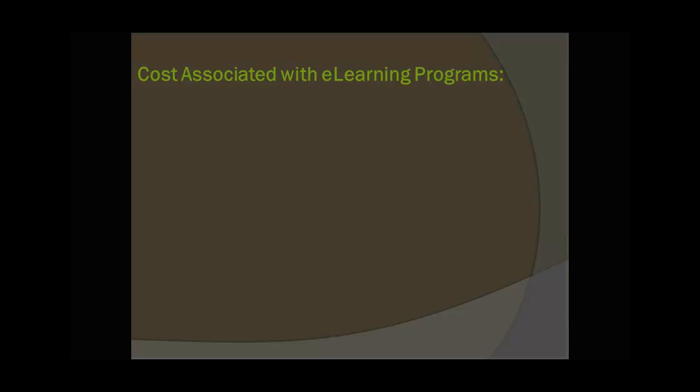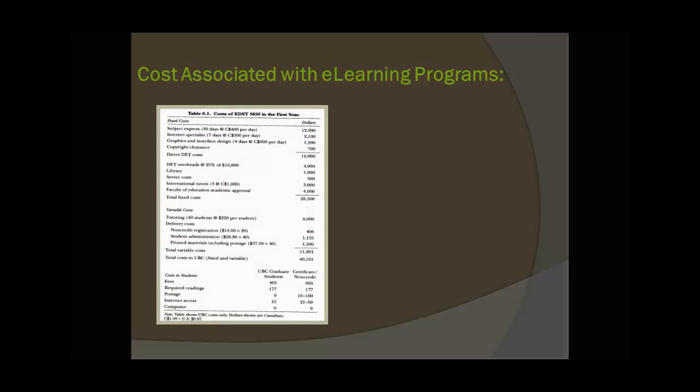The following charts are also from Bates' book, and they break down the various costs associated with the design and development of e-learning programs. The first chart depicts the costs that are incurred during the first year and include fixed costs, which covers direct costs such as subject matter experts, instructional designers, IT professionals and graphic designers, as well as copyright issues, as well as indirect costs such as server costs, tutors or graduate assistants, faculty costs, and facility costs.